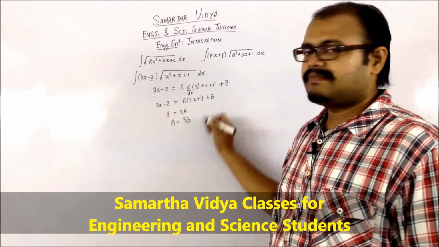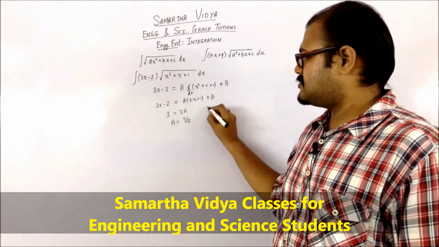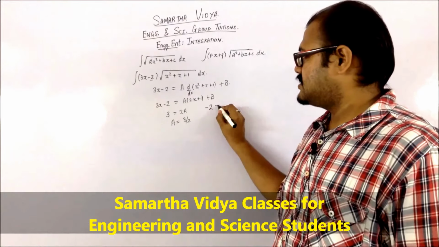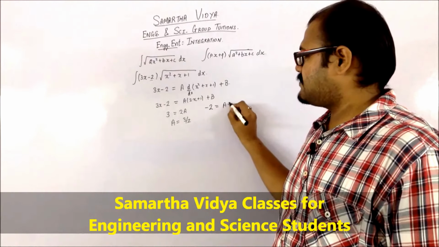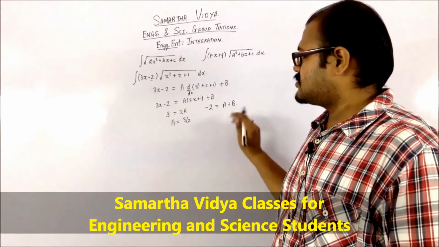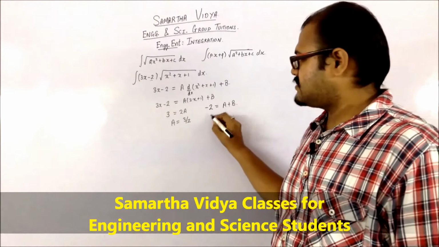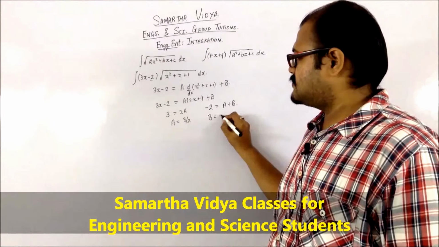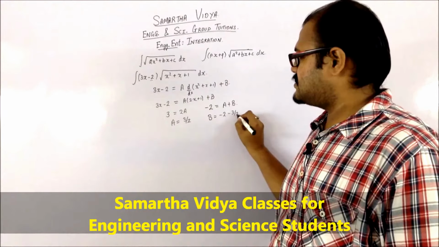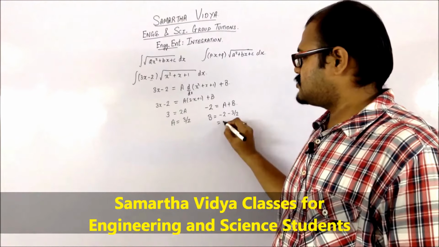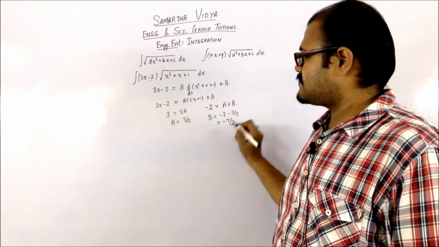Now you'll be comparing the constant coefficients. So you'll be getting this as minus 2 is equal to a plus b. From this you know that a is 3 by 2, you need to just find your b. So b is equal to minus 2 minus 3 by 2. That comes out to be minus 7 by 2.